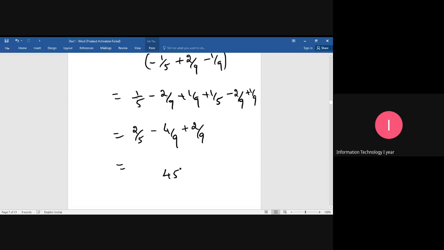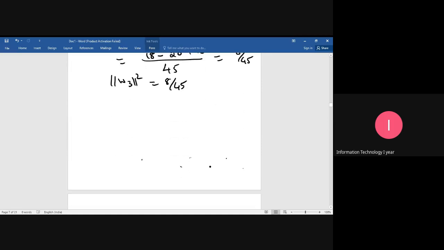So taking LCM 45, this will be 9 2s are 18, minus 20, plus 10. So the answer is 18 minus 20, which is minus 2, plus 10, that is 8, right? So 8 by 45. So norm W3 square is actually 8 by 45. 8 by 45 is the answer. So then we write the orthogonal basis first. Therefore, the orthogonal basis.